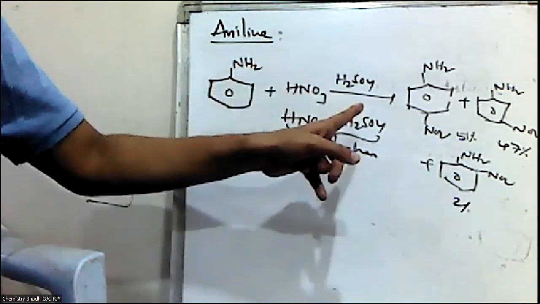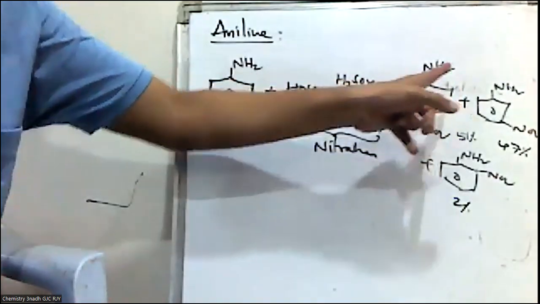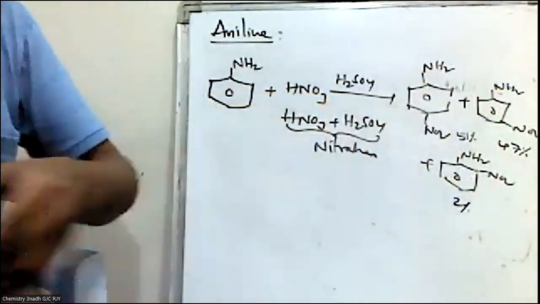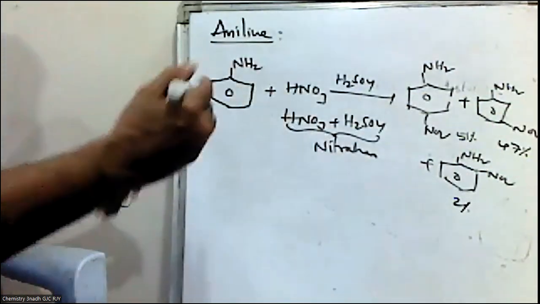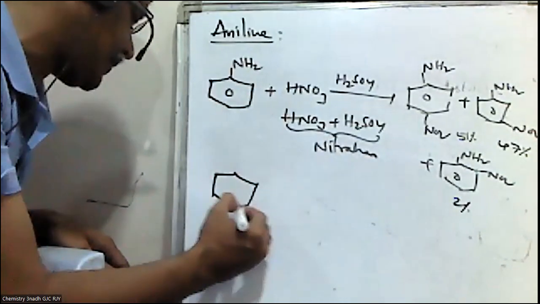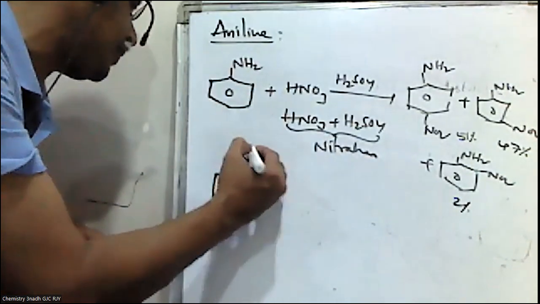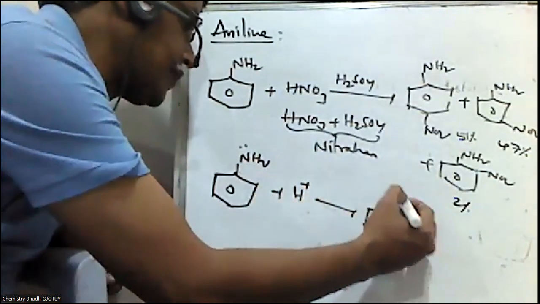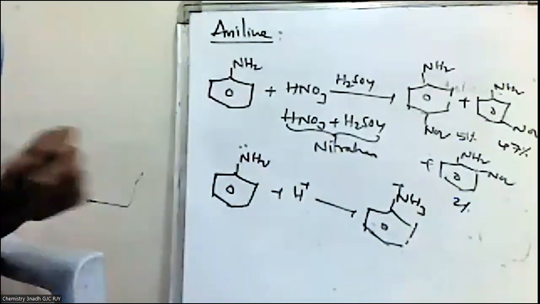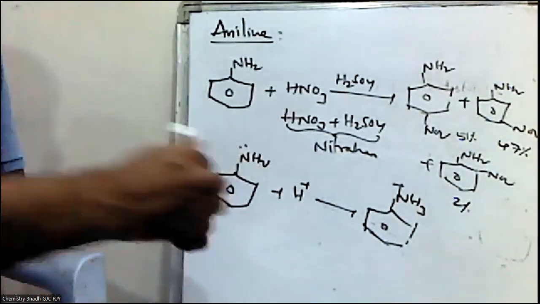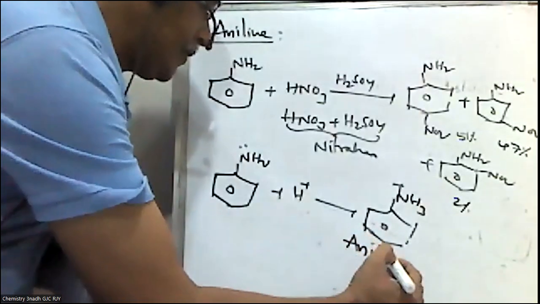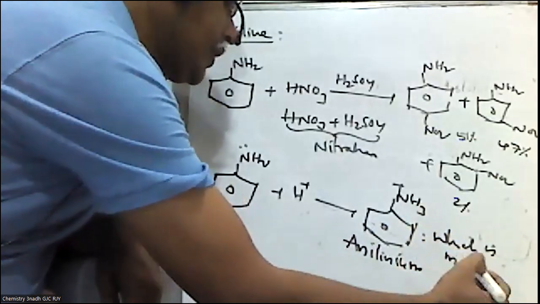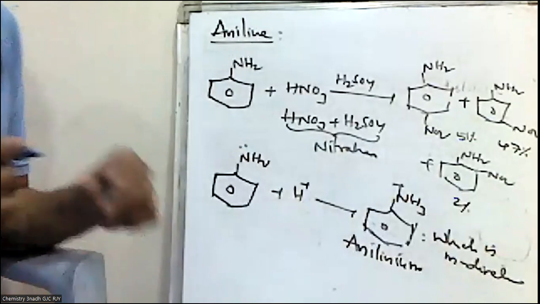and whatever incoming electrophile comes, it goes either to the ortho position or the para position. But here we are getting around 47% of the meta product also. The reason is that in the presence of acids, the NH2 group forms a positively charged anilinium ion, which is meta-directing.